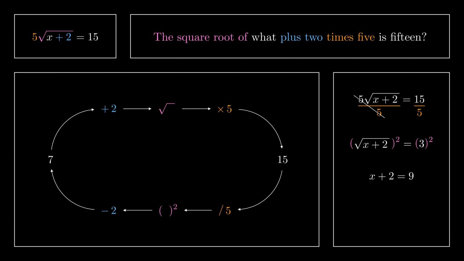Last step, subtract 2 from both sides. Cancel, bring down. Evaluate 9 minus 2 is 7. That's the answer.